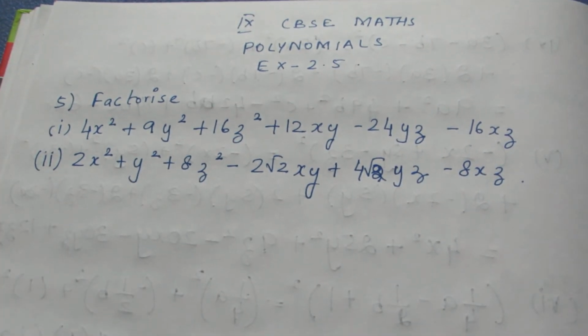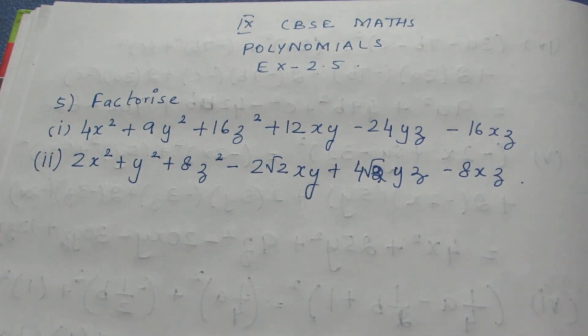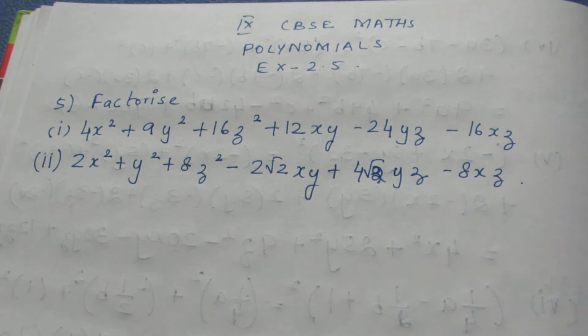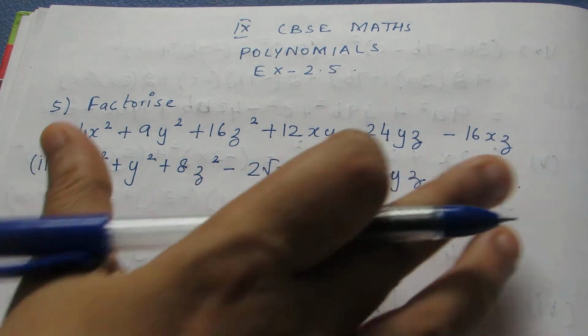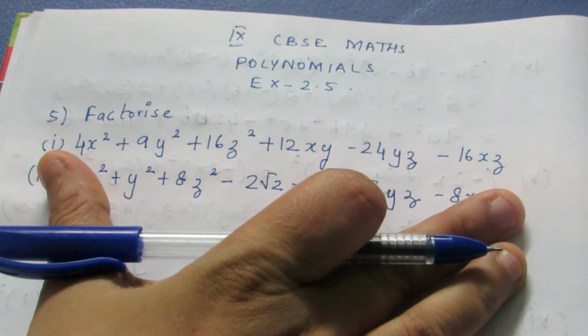Today we are going to see class 9 CBSE Maths Polynomials Exercise 2.5, fifth sum. Let's see the question. Factorize. In the first one it's given as 4x square plus 9y square plus 16z square plus 12xy minus 24yz minus 16xz. Now usually we need to solve this by factorizing.